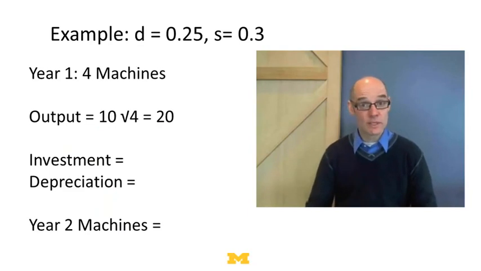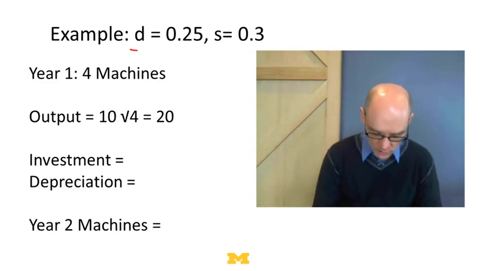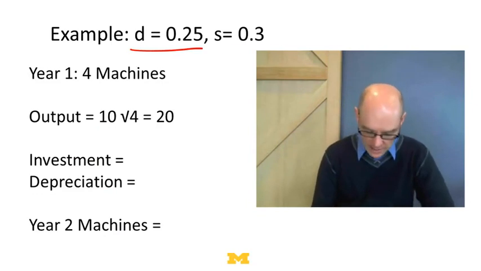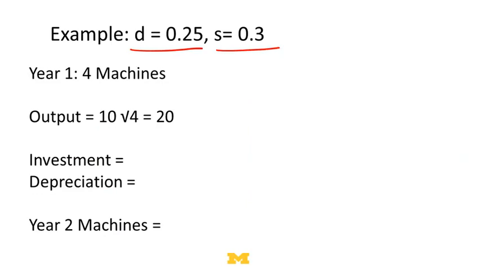Okay, so let's do an example. Now we're going to do some math, but we'll try and do it slowly. Let's assume that the depreciation rate is 1/4 and the savings rate is 30%. And let's suppose we start out with 4 machines. The output is just 10 times the square root of 4, which is 20. So how much do they invest? Well, remember they invest 20 times 0.3 because they invest 30%. So that means 6 machines. So investment is going to be 6.